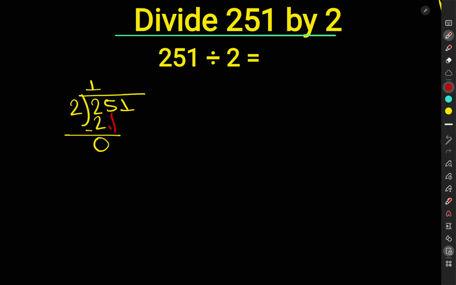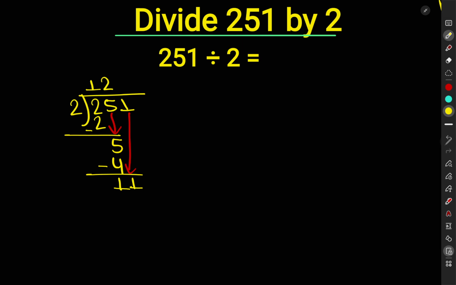So now we put down the number beside this 5 and we remove this 0. So 2 times 2 means 4. On subtracting we get 1. So now this 1 is less than 2, so we put down the number beside this 1.